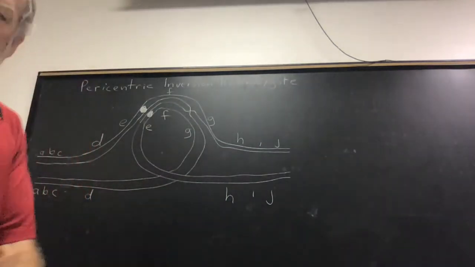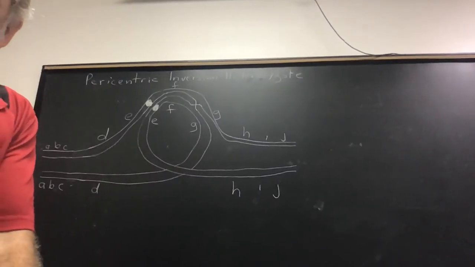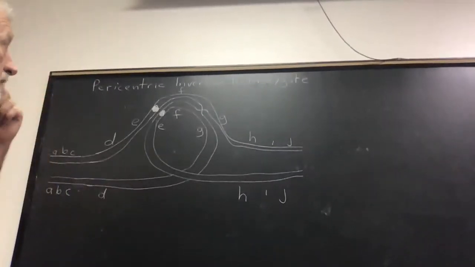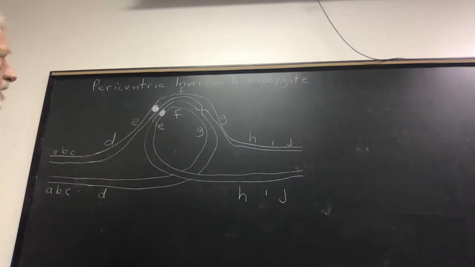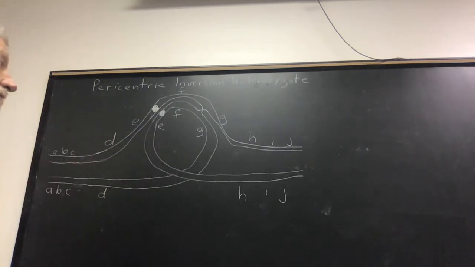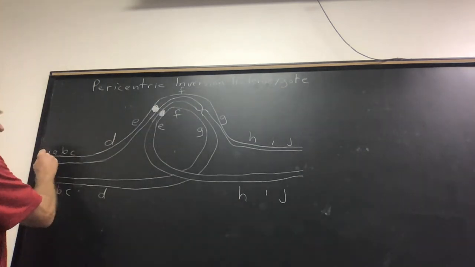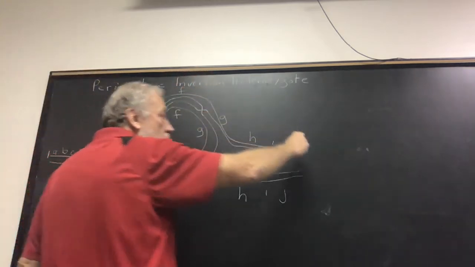Okay, here is an inversion loop from a pericentric inversion. We can tell it's pericentric because the centromeres, given by the white balls, are in the inverted segment. They're in the loop itself, and here we have a single crossover between genes F and G, and we do it the same as we did before. Number 1, genes A, B, C, D, E, centromere F, G, H, I, J.